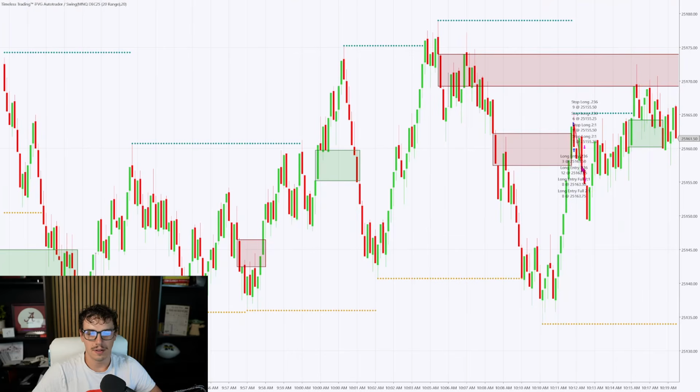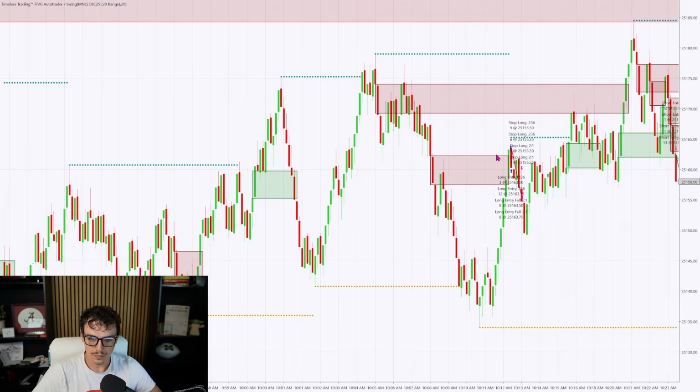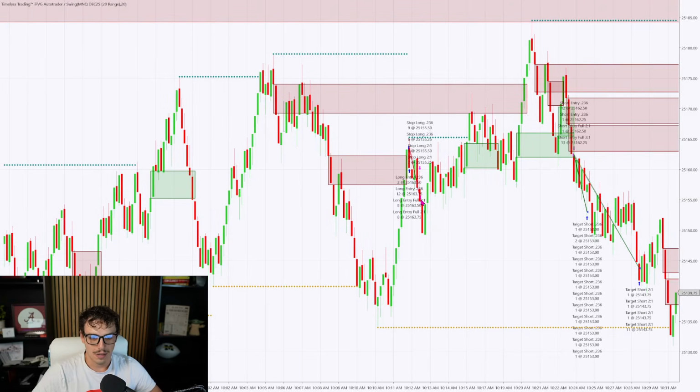It's very choppy in here, though. Very choppy. Have a trade here. Again, got kind of wicked out, and then it ended up moving back up. So this would bring you down to 3 R on the day of total profit.